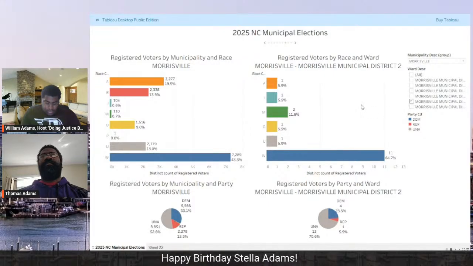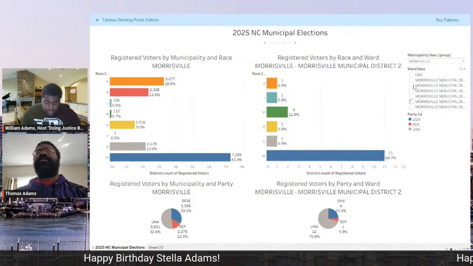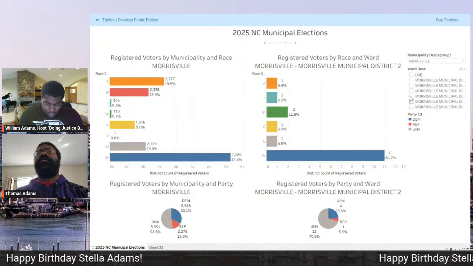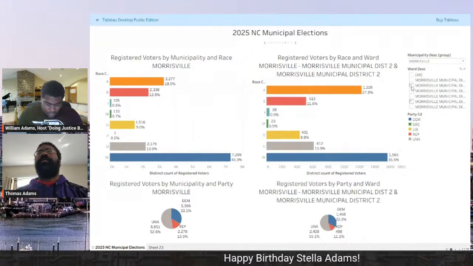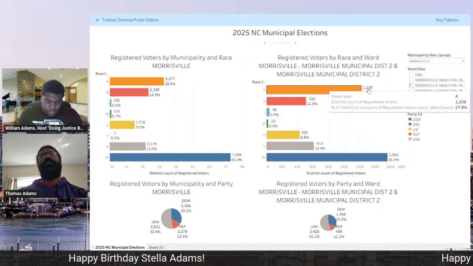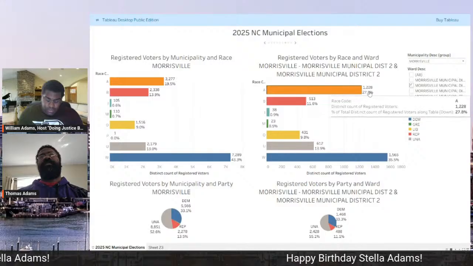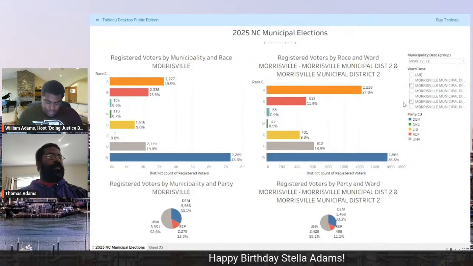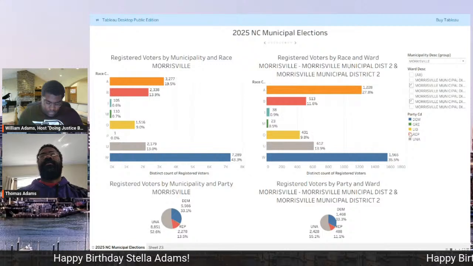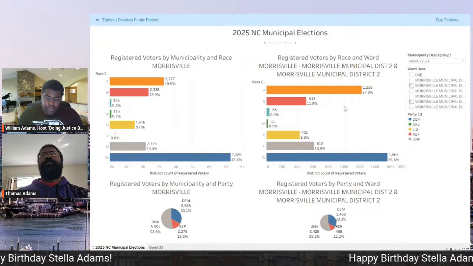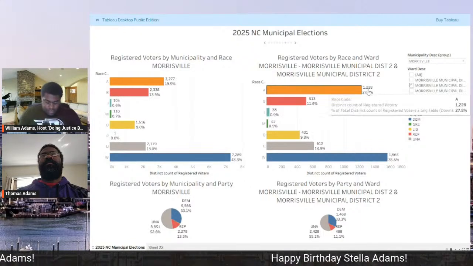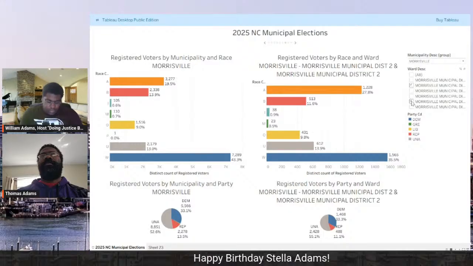And in, wait, let me see. Okay, yes. I just had to click here because Morrisville actually has part of it in Durham County as well as Wake County. So, yeah. So that's District 2 again.